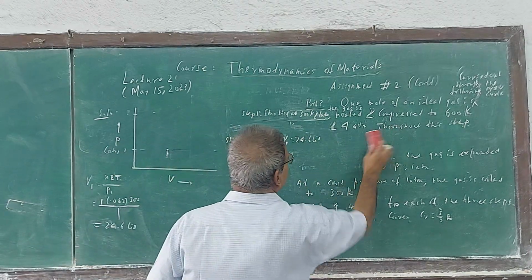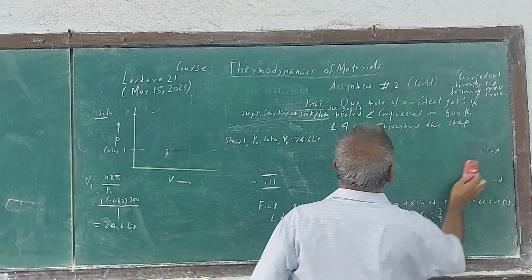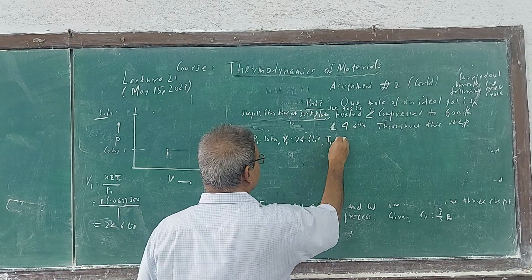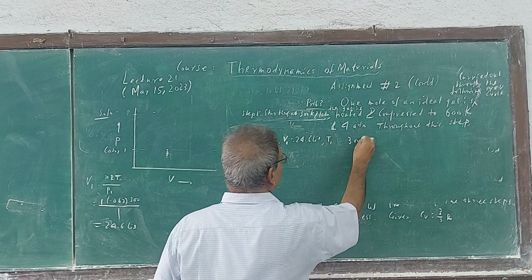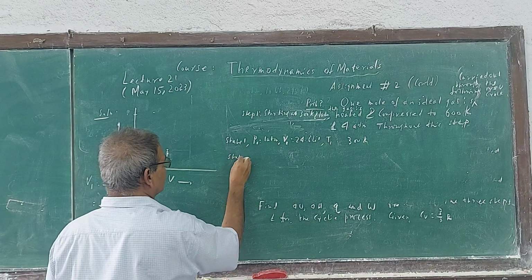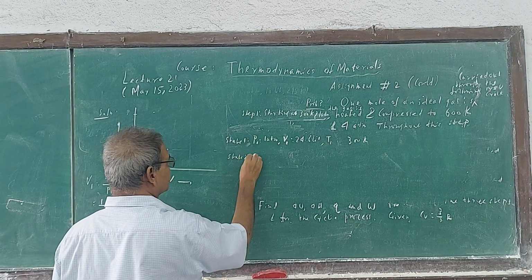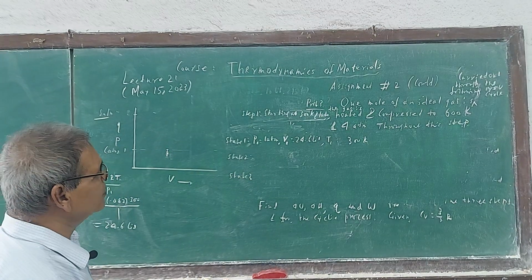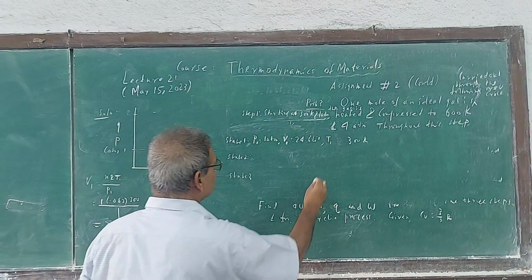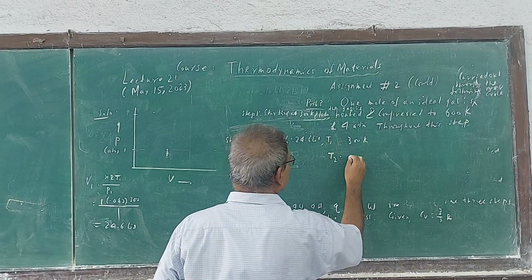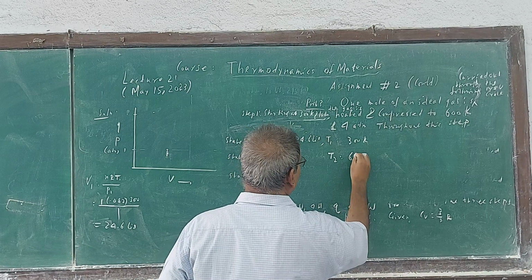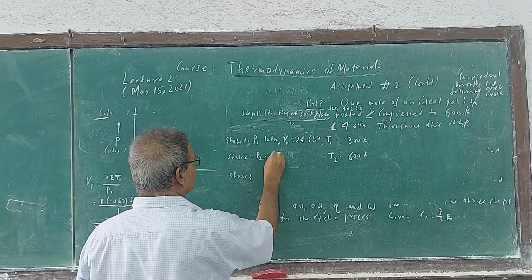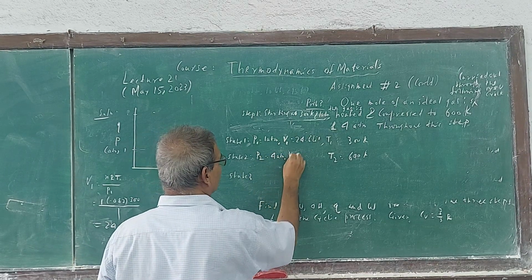And T1 is 300 Kelvin. Now state 2 and state 3. State 2: what do you know? It is heated and compressed. Temperature is given as 600 Kelvin, and pressure 4 atmosphere. I am sorry that I removed that. So what will be V2?